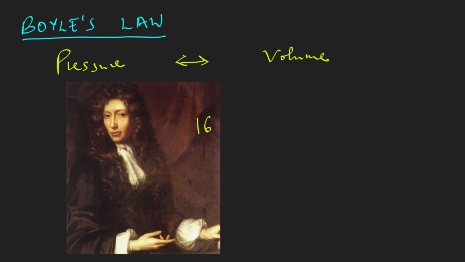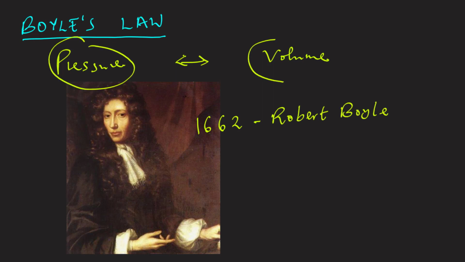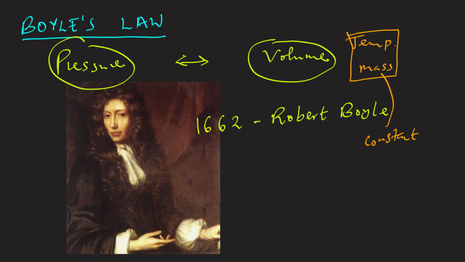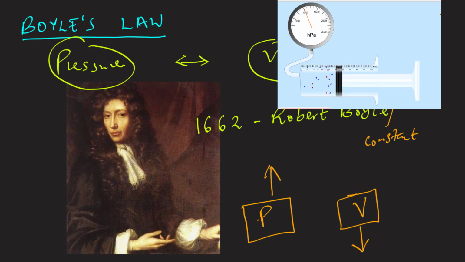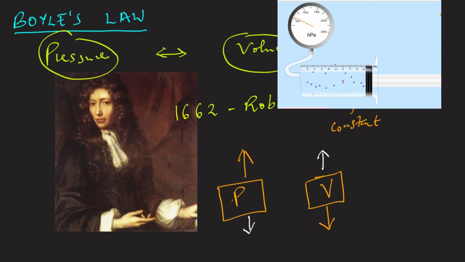In the year 1662, a scientist by the name Robert Boyle studied the relationship between pressure and the volume of a fixed amount of a gas while holding the temperature constant. Boyle observed that when he increased the pressure of the gas, there was a decrease in the volume. And when he reduced the pressure, the volume increased.